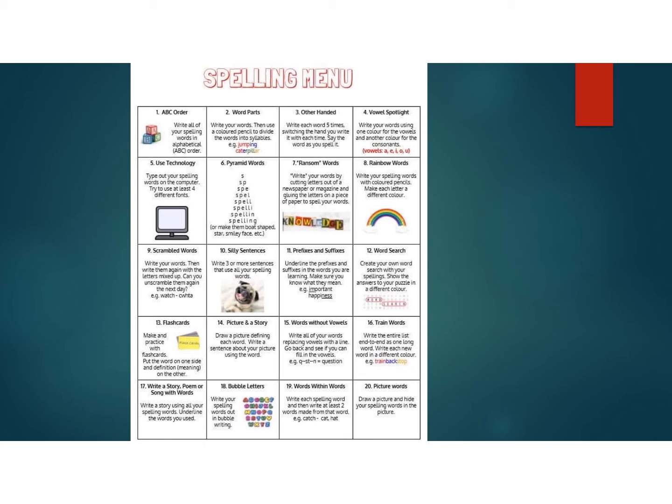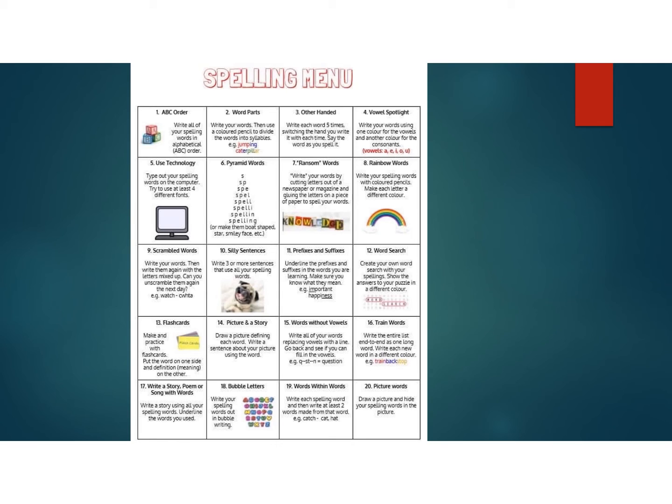The 17th task is writing a story, poem, or song with the words. So you can create your own story, you can create your own poem, or write your own song using all your spelling words. Make sure to underline the spelling words that you use and make sure that it makes sense.